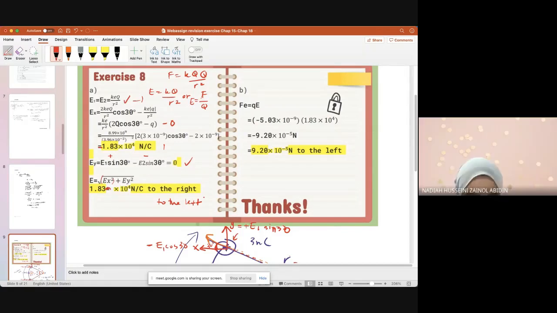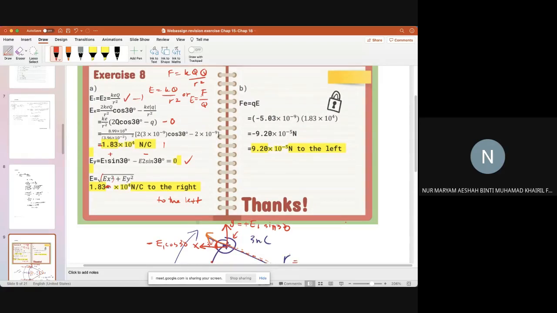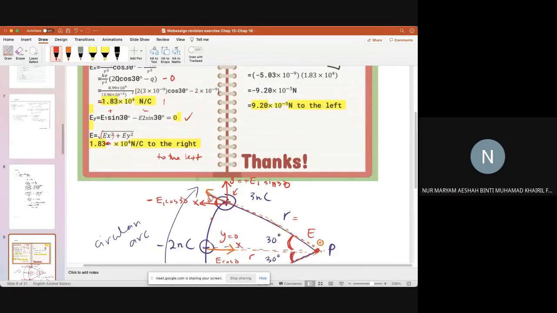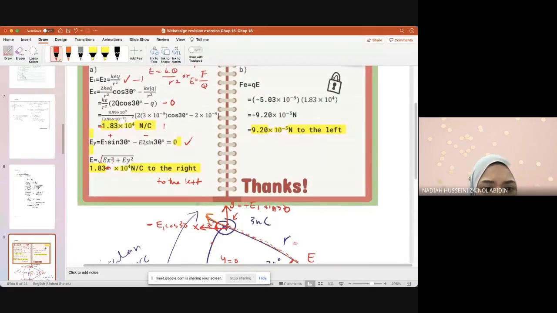Does anyone know why? The EX I got is positive. Their answer is positive for EX, even though we made this guy negative and this guy positive. Memang dapat. Oh, let me calculate.